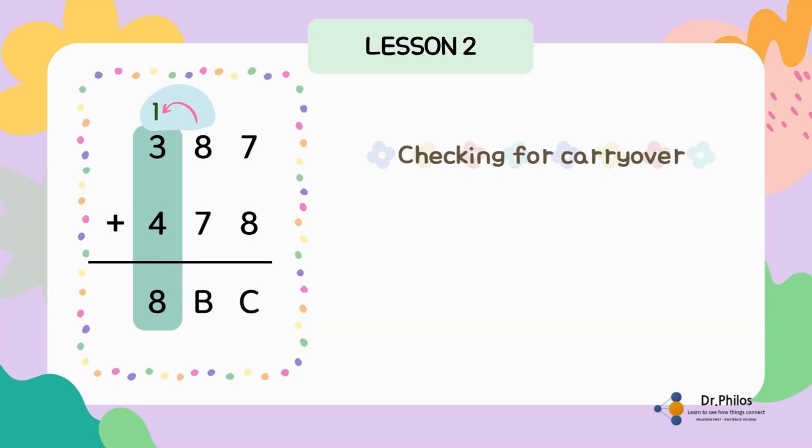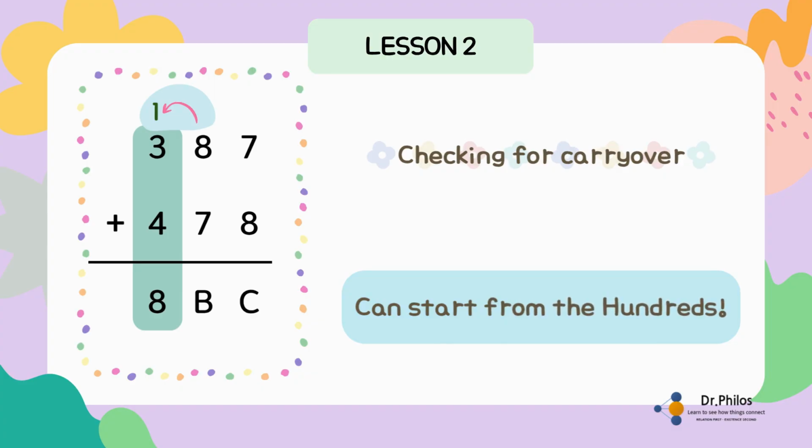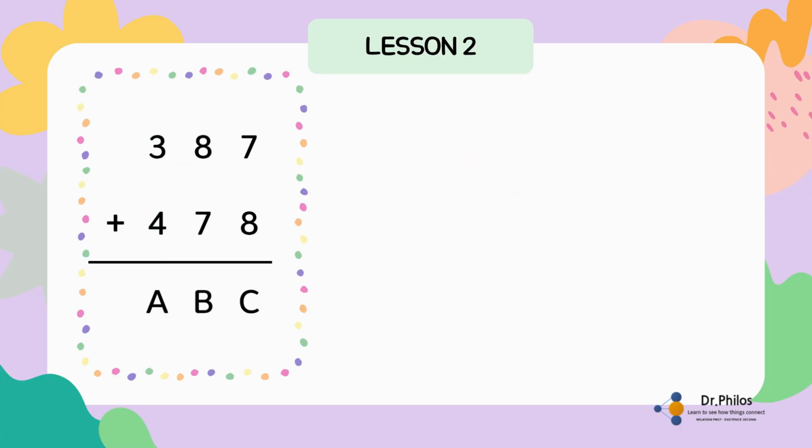Are there many students who ignore the tens place and only add the hundreds place? No. Probably not. Then, we can calculate the hundreds place by checking if there's a carryover from the tens place, even without writing down the carryover number. Yes. We can do that. Then, try calculating in order from the hundreds place to the tens place to the ones place.